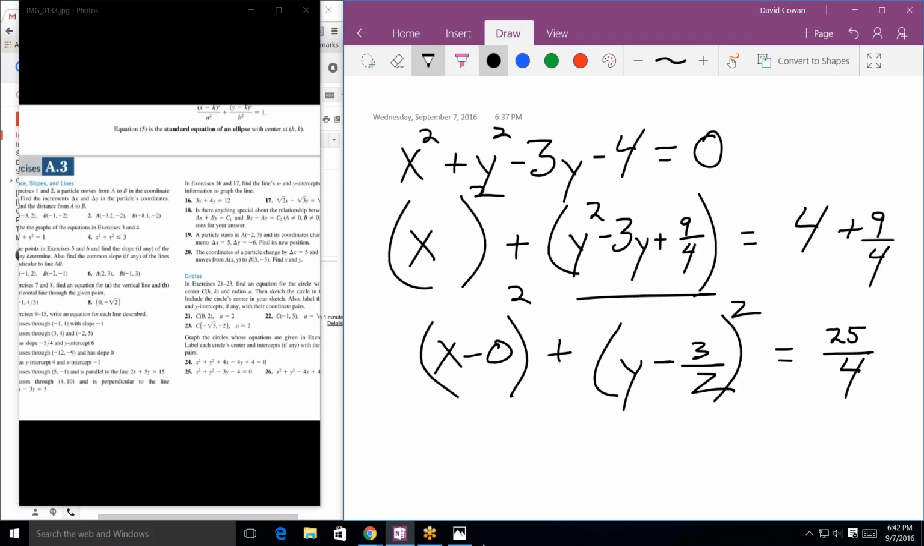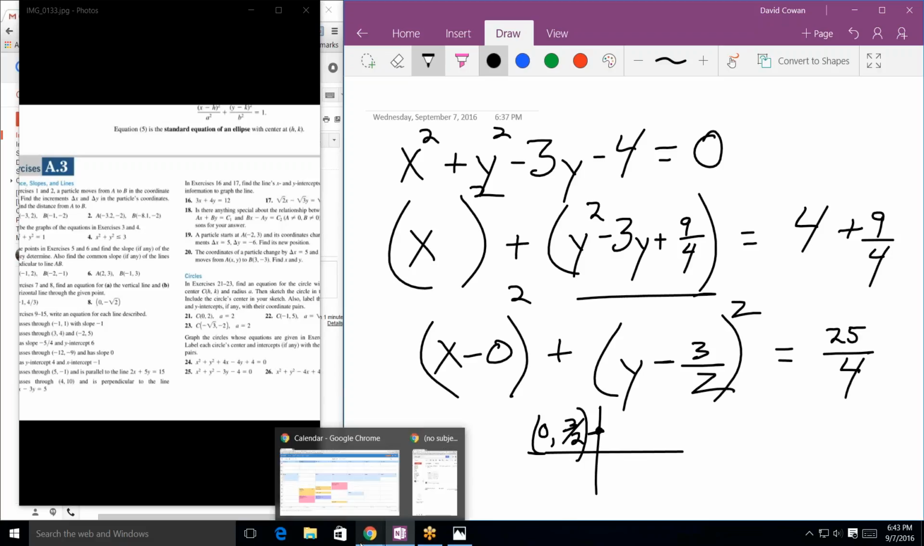Okay. Now, how do I graph that? Where's the center? What's the x-coordinate of the center? 0. So you reversed it. So it would be 0, and the y would be 3/2. It's always y minus k, so k has to be positive 3/2. So there's my center right there. That point is 0, 3 halves.